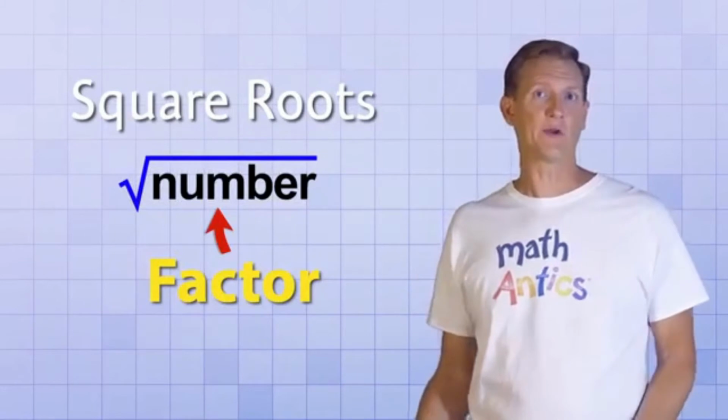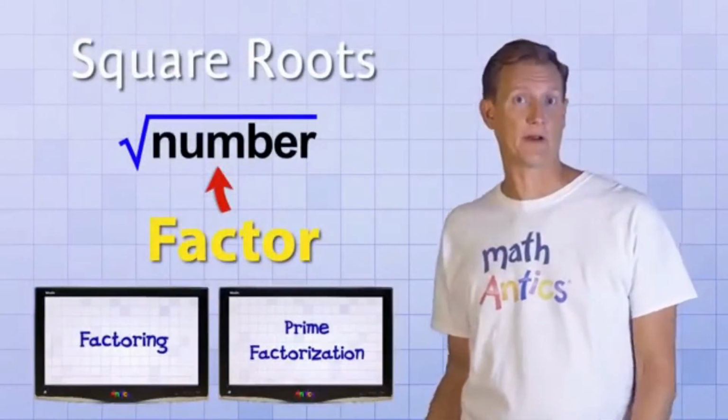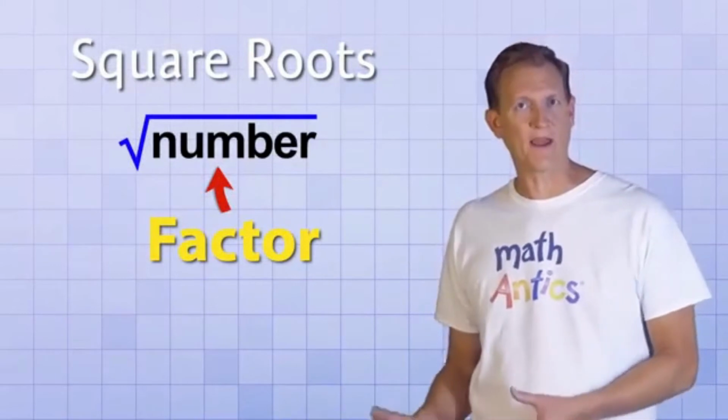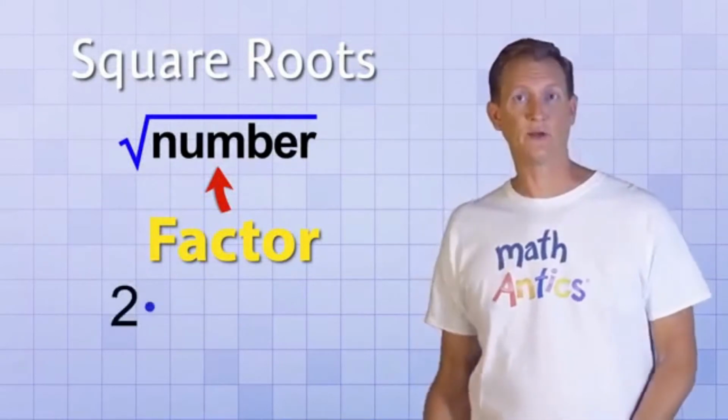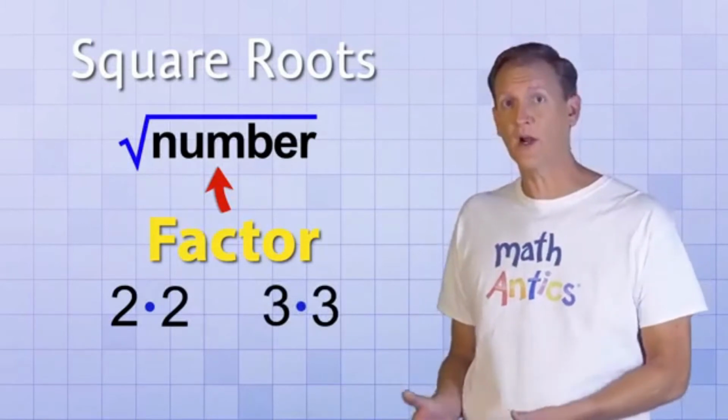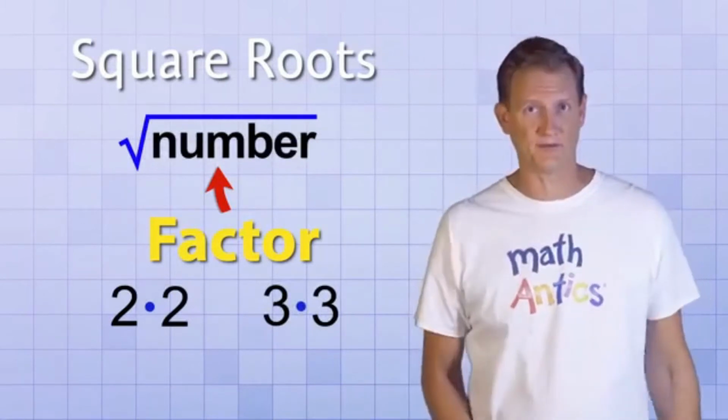If you've forgotten how factoring works, you can watch our previous videos about it for help. Factoring will reveal if there's any pairs of the same factor being multiplied together, like 2 times 2 or 3 times 3. If there are, you found a perfect square hiding in that number and you can simplify it.